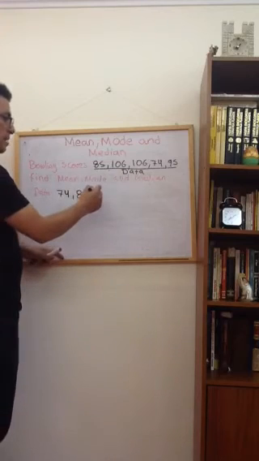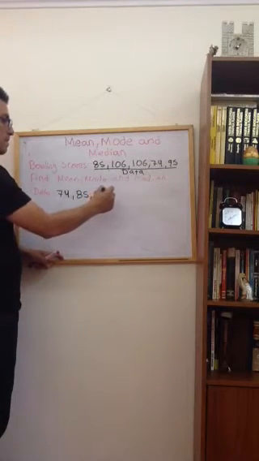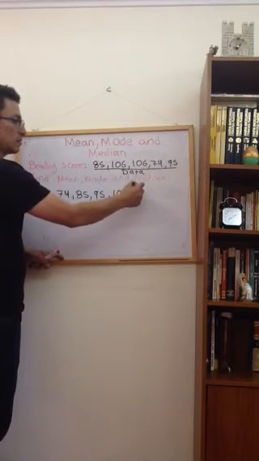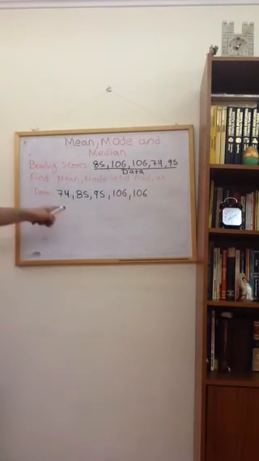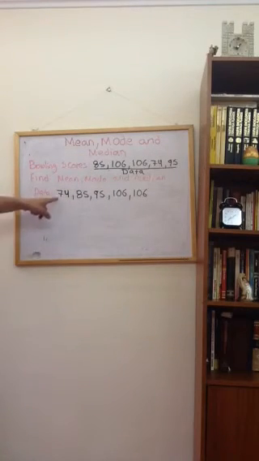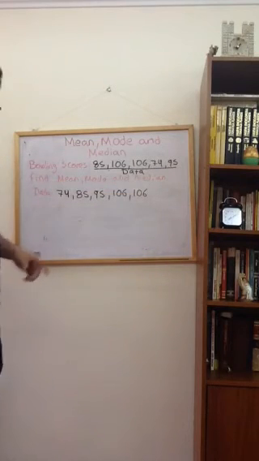Then 95. And finally 106 and 106. Alright? So here are the same scores of the data organized from the lowest to the greatest. So that's the first thing that we have to take into account.